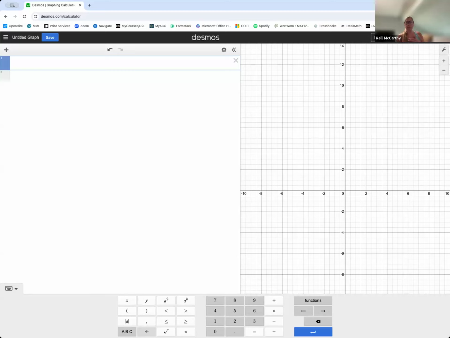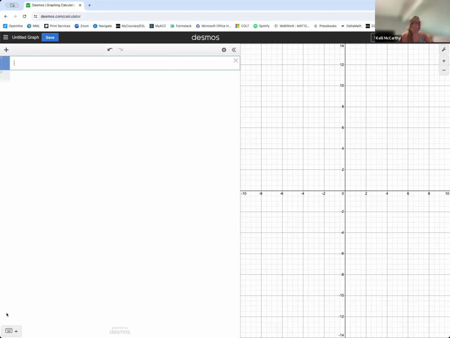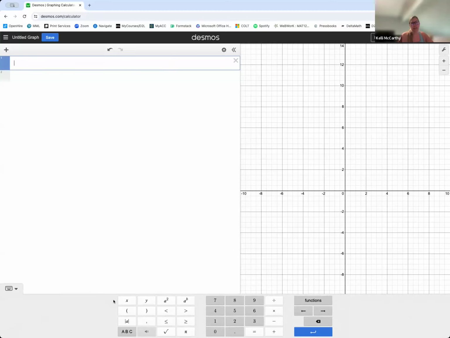So here I have Desmos pulled up, and I'm just going to illustrate how we would type this in. When you open up your Desmos app, you're going to notice that in the lower left-hand corner of this keyboard, we're going to need to use that to find our trig functions. You can just type sine, but I like to go through this menu option. So we're finding sine of 38 plus 42 divided by 60.